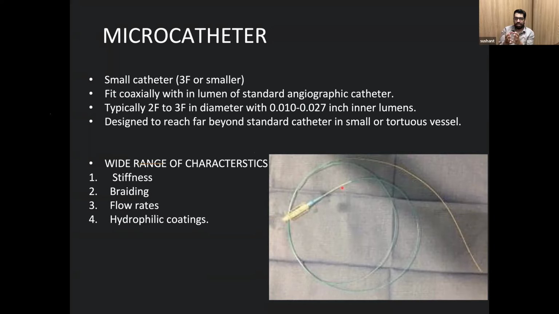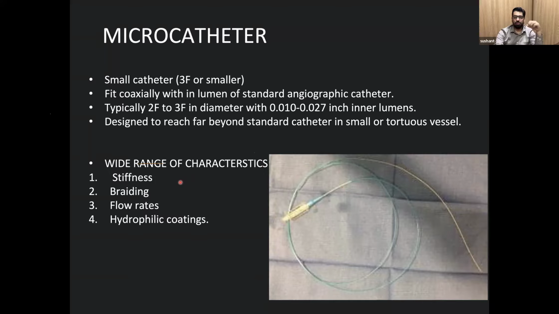If we want to do a TACE for a HCC, we can advance our microcatheters just at the origin of our tumoral feeding vessel, and we can insert our embolizing agents and the chemo emulsion to selectively fill the tumor, and the rest of the liver can be saved from the side effects of these chemotherapeutic agents. So we need smaller catheters to have a very distal approach and very distal super selective cannulation.